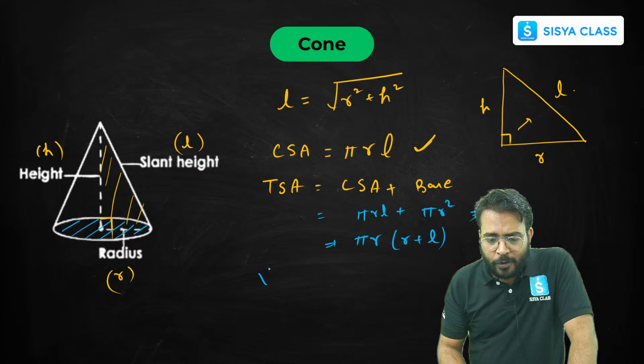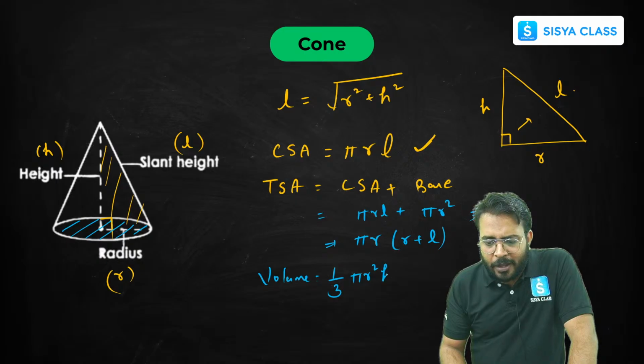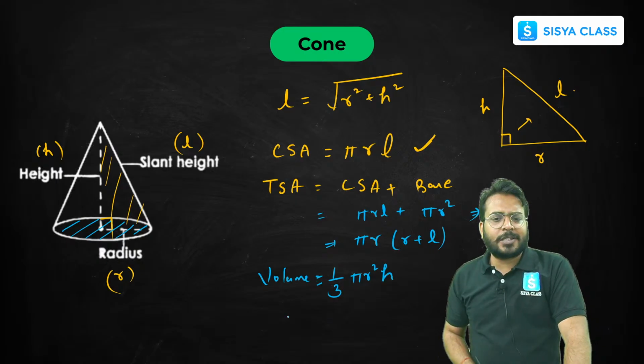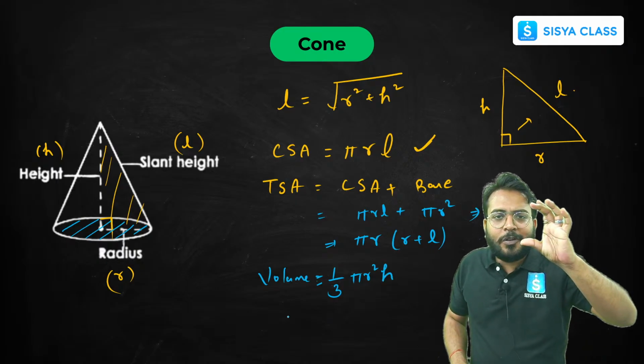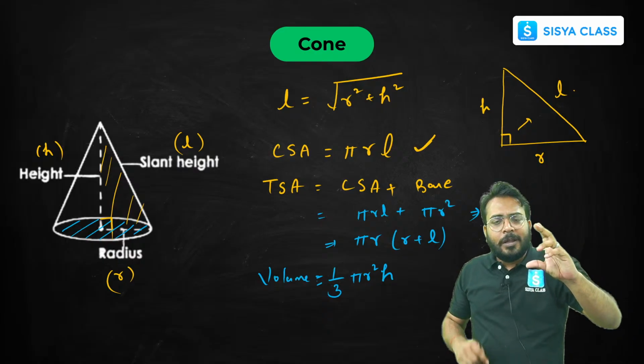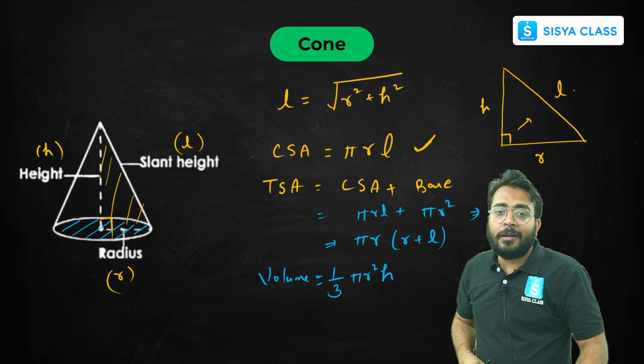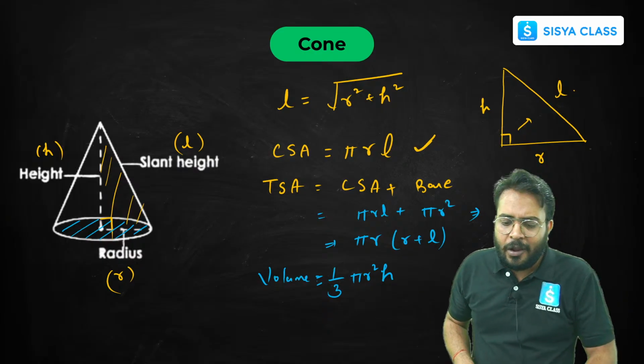And volume, how to find out the volume? Volume is going to be 1 by 3 pi R square h. Again, these two things, how to find out the total surface area and volume, you will be proving in your higher grade with the help of integration.